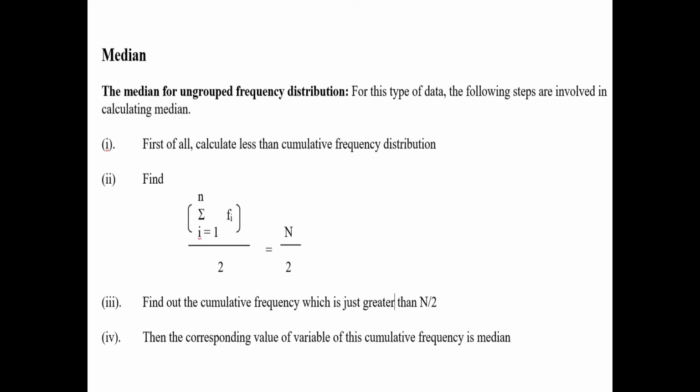Now the median for ungrouped frequency distribution. For this type of data, first of all, we have to calculate the less than cumulative frequency. And once we calculate the cumulative frequency, we also calculate n by 2. Now find out that cumulative frequency which is just greater than n by 2. And then the corresponding value of the variable for this cumulative frequency is the median. This is for ungrouped frequency distribution.